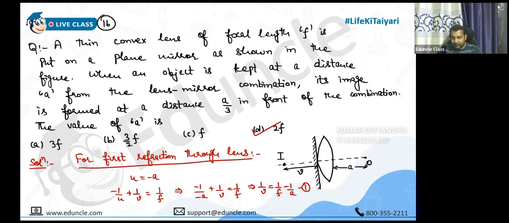And for the plane mirror, the new image will form at a distance V behind the mirror, like this. And then this will be the new position of the object for the lens. Am I right?